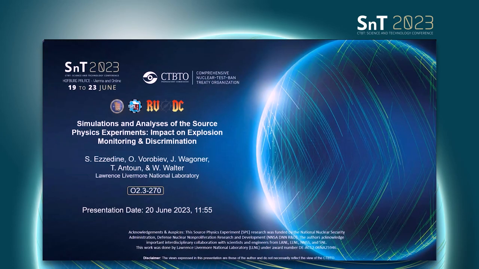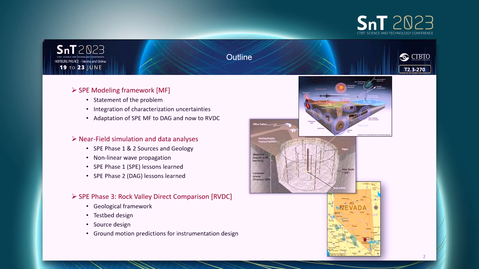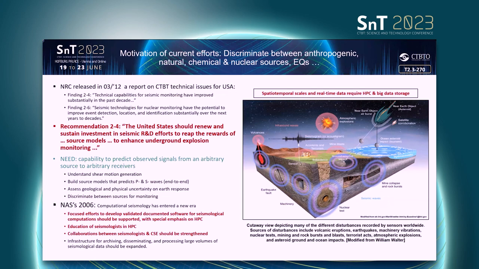So my talk is going to be threefold. The first two parts are mainly about SPE phase one and phase two. I'm going to talk about the modeling simulation framework. Actually, it was really pioneering work. It's still considered a good thing that we've done for SPE phase one and two. We're adopting it for phase three. I'm going to show some simulations and results of phase one and two and some lessons learned. I'm going to run through the lessons learned as I show the slides. And then the last part is mainly the phase three Rock Valley direct comparison, which Rob Abbott just introduced. So the motivation, I'm going to skip because Rob Abbott has really done a good job.